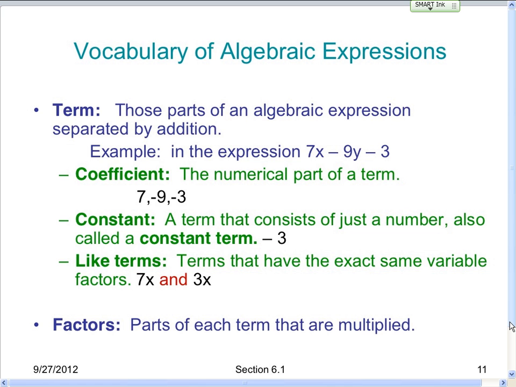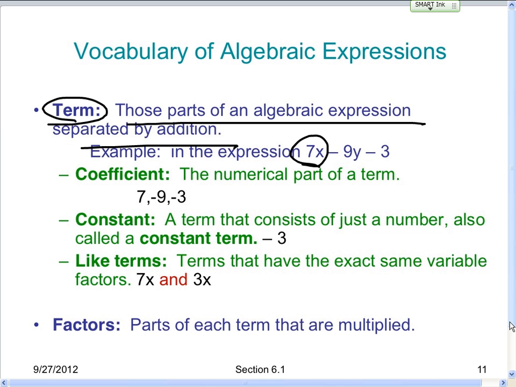More vocabulary. A term. They're separated by addition or subtraction. So if you have 7x minus 9y minus 3, 7x is a term, negative 9y is a term, negative 3 is a term.